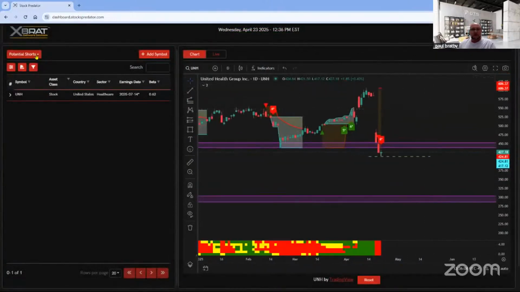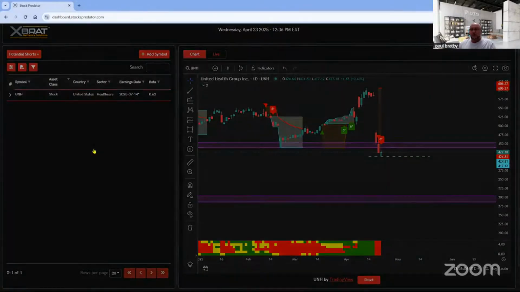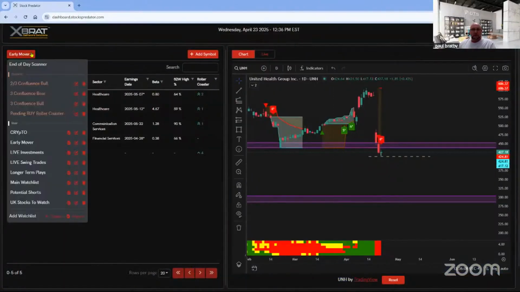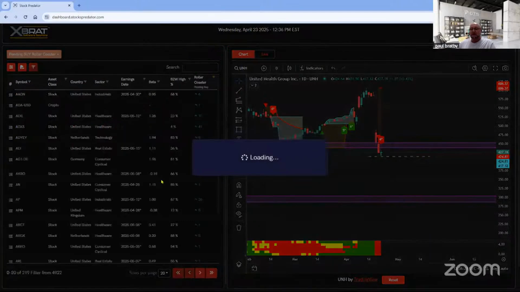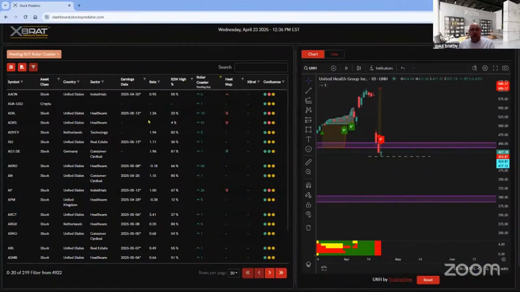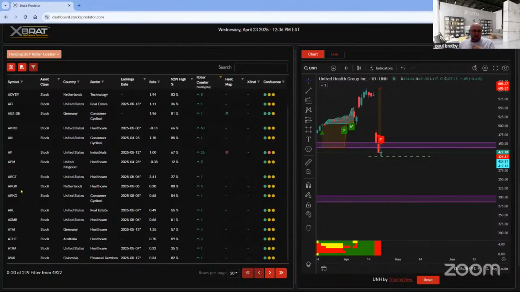Then we go to my early mover list. There's my early mover list that we talked about earlier. So I've got my watch list. I've got my dynamic watch list that will alert me if there's a new stock with 3 out of 3 for bear, 3 out of 3 for bullish moves, potential buys, pending buy, roller coaster. This is the one where we've only got one green. So this is really, really early, but some of these could go on that early mover list.